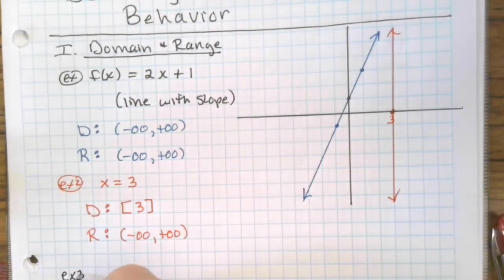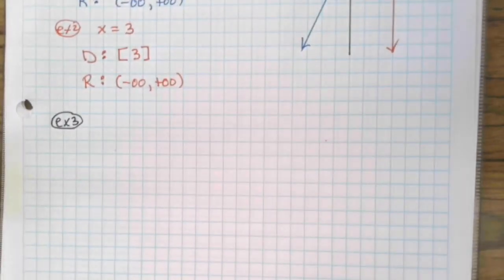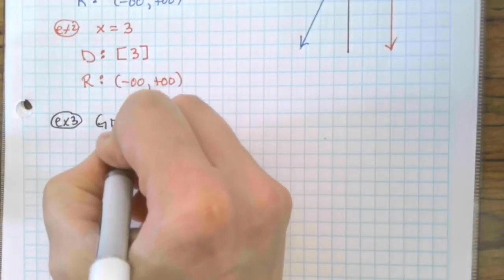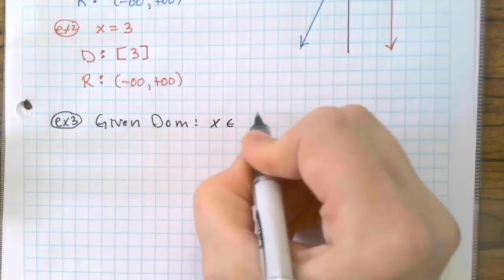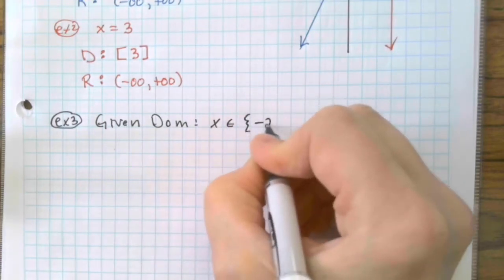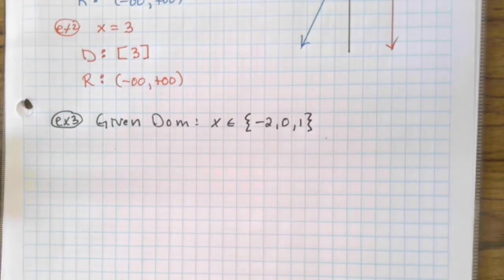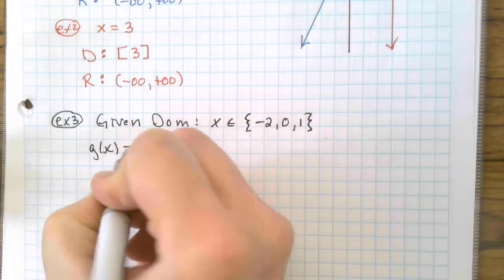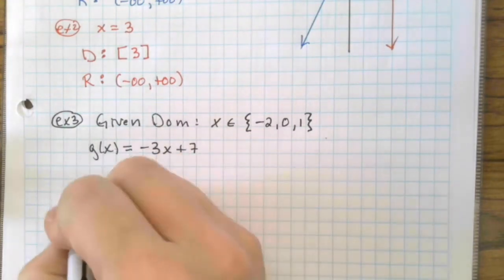All right, example 3. We're going to actually generate a range. So let's say that you are given the domain of x is an element of the set containing -2, 0, and 1. This means that your x can only have 3 values. It cannot have any other values between them, only those 3 points. Given that the function g of x is equal to -3x plus 7, the question is, what is the range?